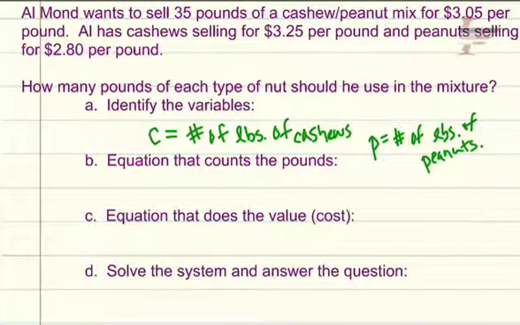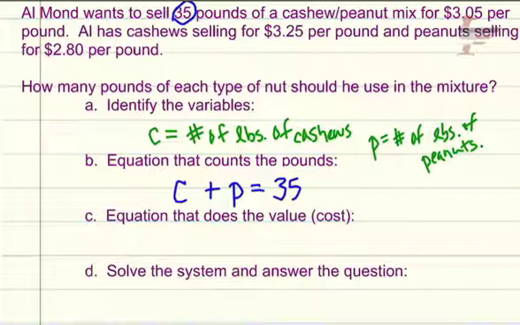Part B, write an equation that counts the pounds. We have all of our pounds of cashews plus all of our pounds of peanuts to equal a total of, Al wants to sell 35 pounds. That's one of our total numbers, so we want 35 pounds of this.